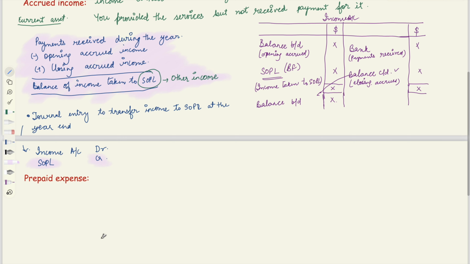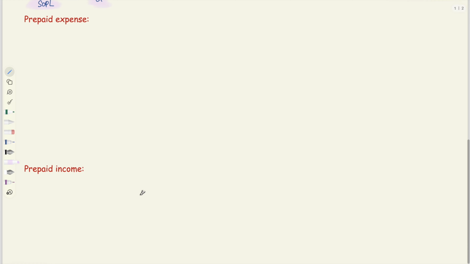Okay. So now we are done with accrued expenses and accrued income. Next thing that we need to learn is prepaid expenses and prepaid income. Prepaid expenses would be expenses you have paid for in advance but are yet to receive the services.